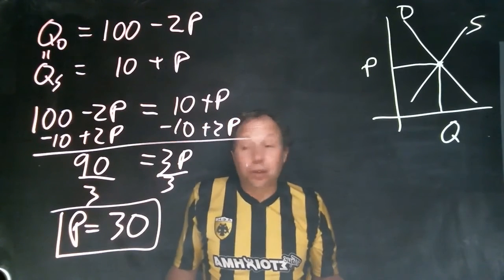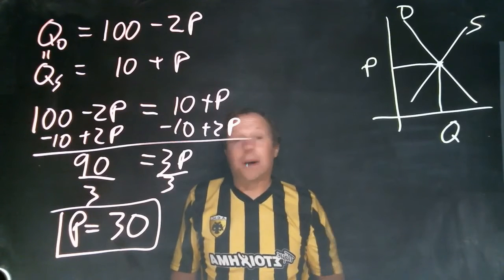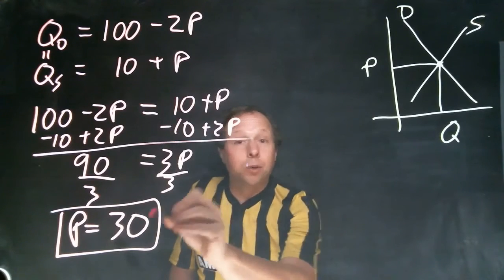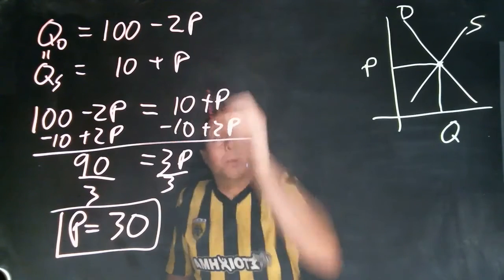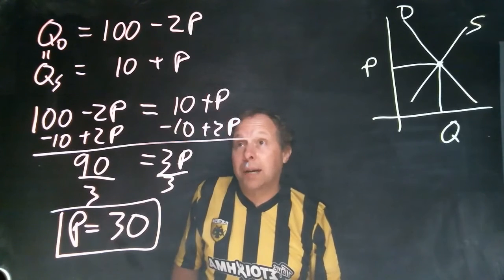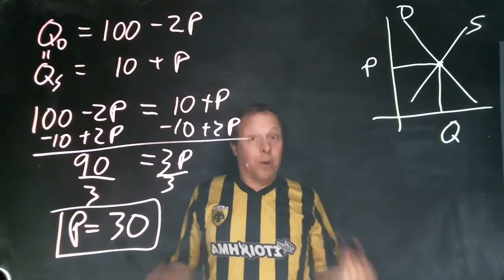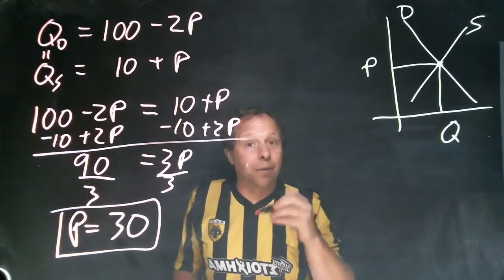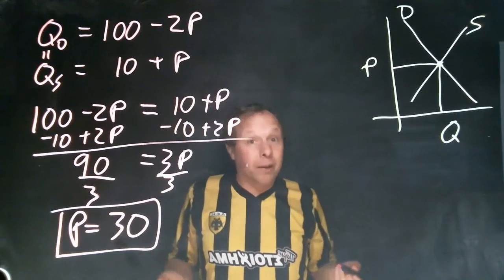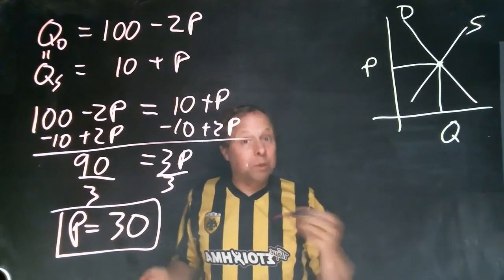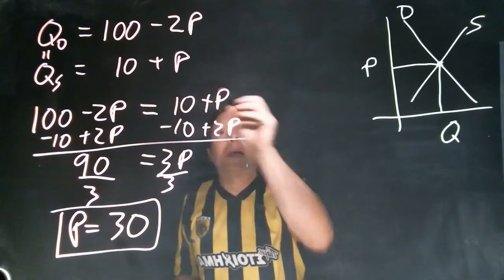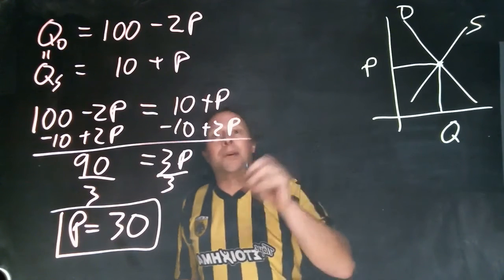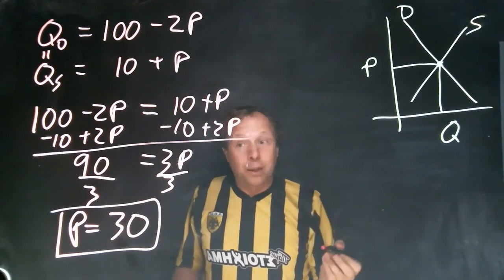Now we have to solve for the equilibrium quantity. All we need to do is take this price and plug it back into the supply and demand curves. So the question is, which one should we use? Should we use the demand curve or should we use the supply curve? It turns out it shouldn't matter. Since demand is equal to supply here, we should be able to plug 30 into either one of the curves and get the right answer.